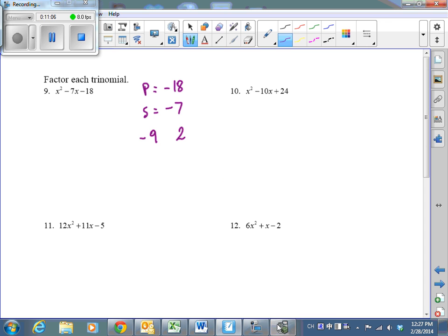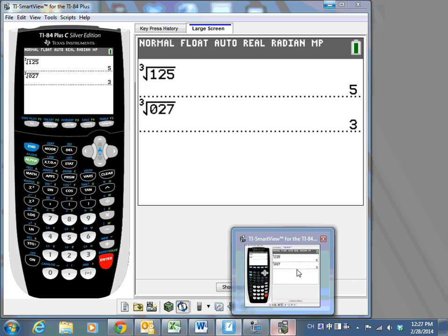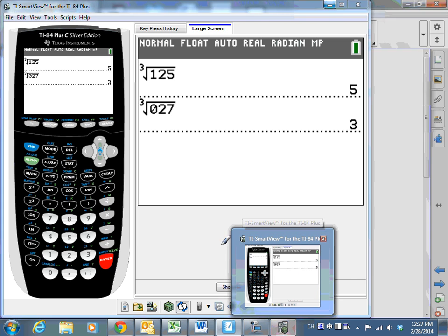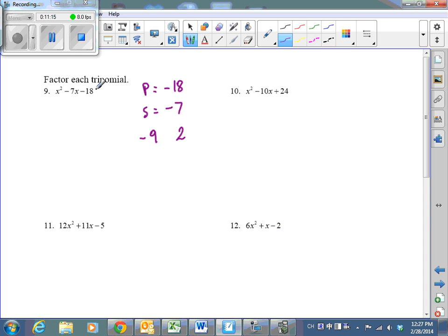Here's the trick. Your goal is to find two numbers that the product gives you the last thing and the sum gives you the middle. That's in case you have nothing in front of it, like this. Now, to find the product, it's your job to think about those two numbers that the product will give you negative 18 and the sum will give you negative 7.